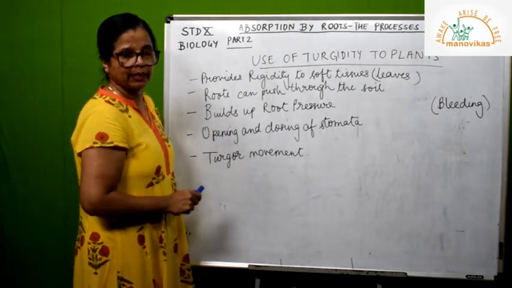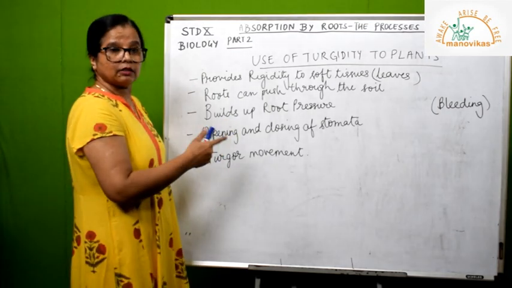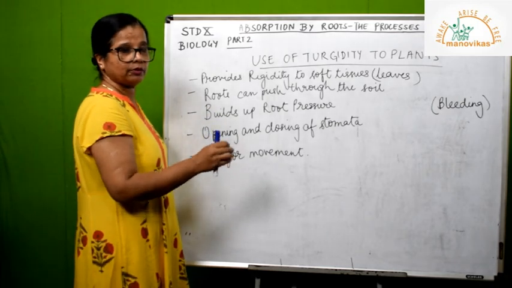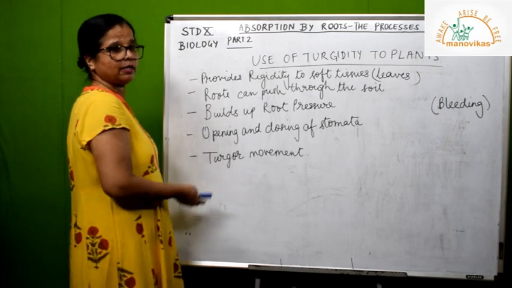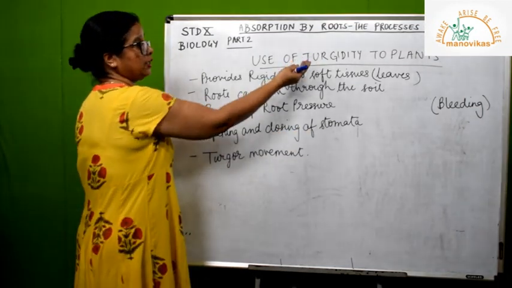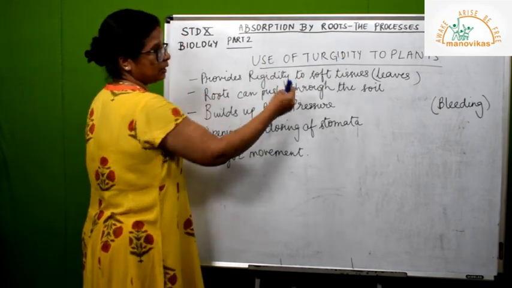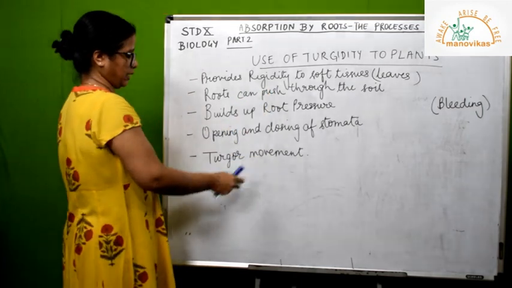Opening and closing of stomata. You know, the stomata is protected by guard cells. These guard cells control the amount of gases being diffused and help in various processes of the plant. In photosynthesis, they play a role. In respiration, they play a role. Opening and closing of these guard cells is also because of this turgidity. So, they become turgid, they open, and when they become flaccid, they close again.